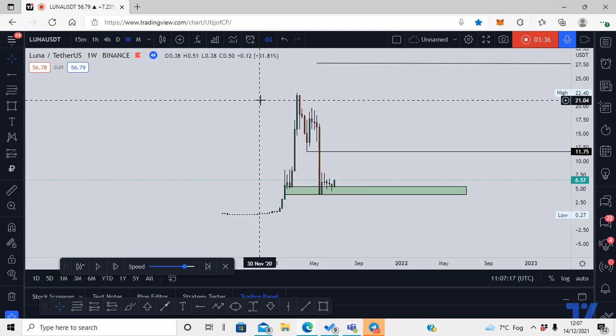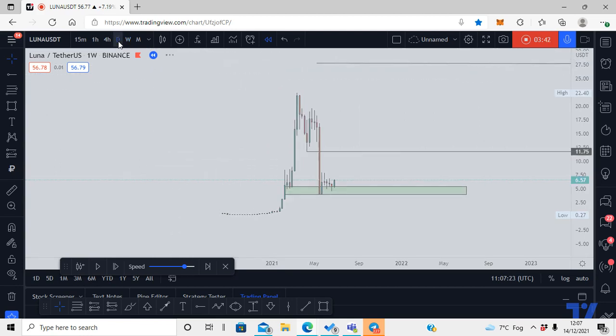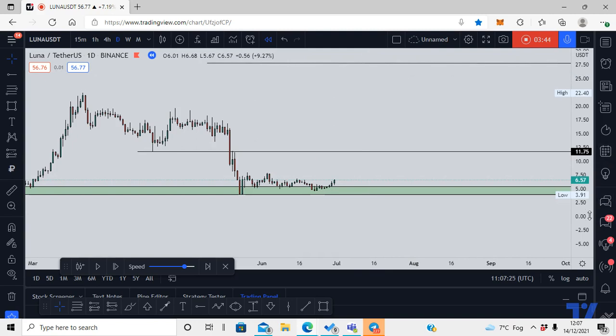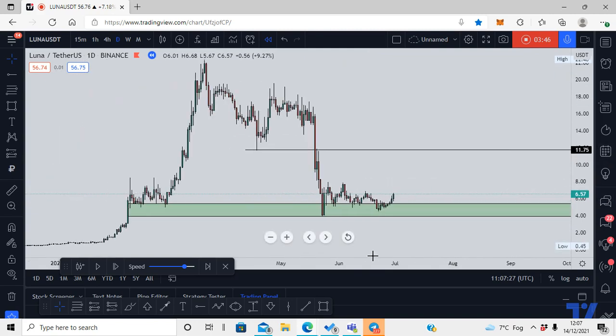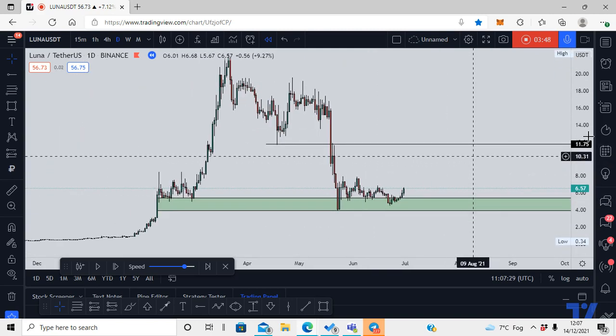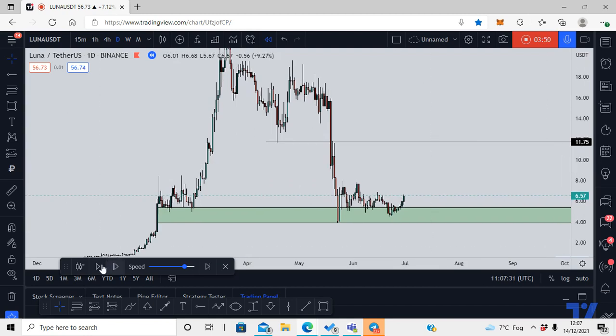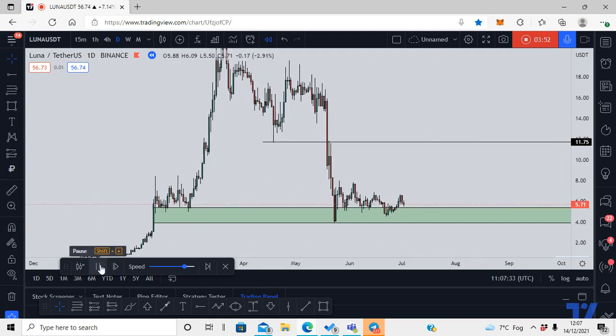So we had the monthly and weekly which both aligned. They both showed bullish patterns and they both showed bullish price action. Let's now drop down to the daily time frame and show you how we potentially looked at how we entered this position. Obviously this is going back in time, so let's start playing this here.